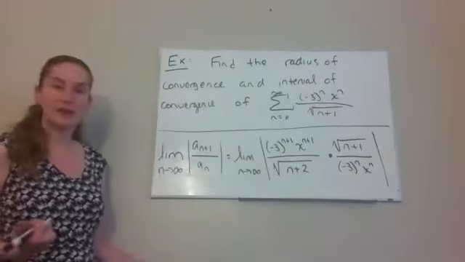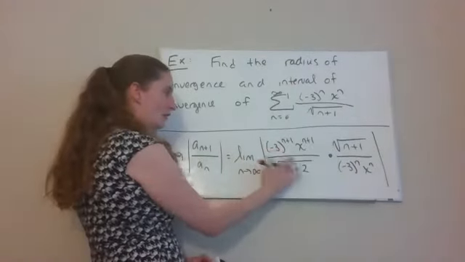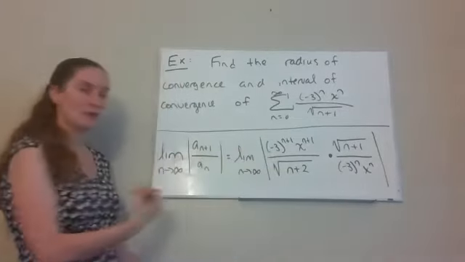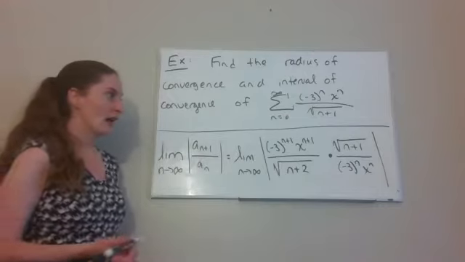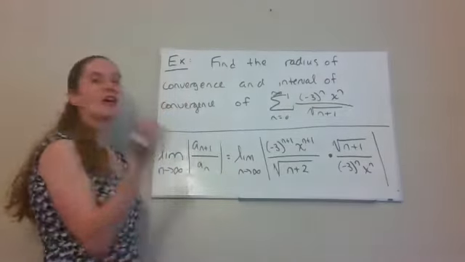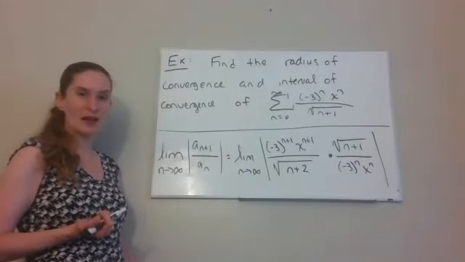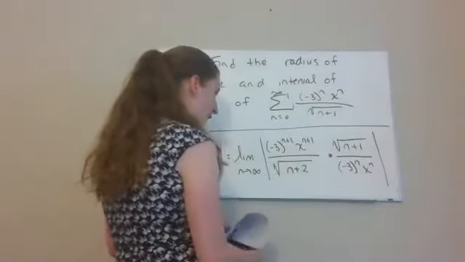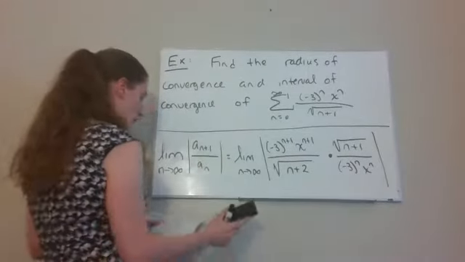Now we should simplify this as much as we possibly can. Notice that with the negative 3 to the n plus 1 and negative 3 to the n, inside of absolute values, that would simplify to just a positive 3 in the numerator. I can simplify some of my x's, it'll be just an x in the numerator, but I need to keep it inside of absolute values because I don't know if it's positive or negative yet. And for the square roots, I can't cancel those out, but I can at least write it as one gigantic square root.